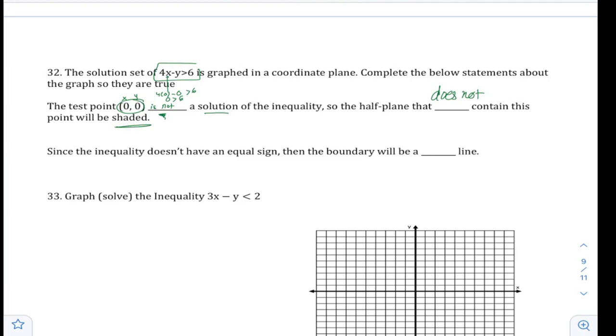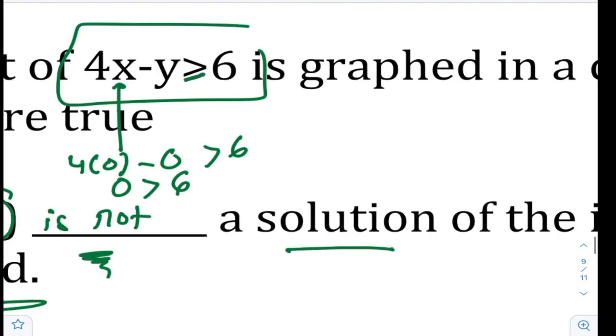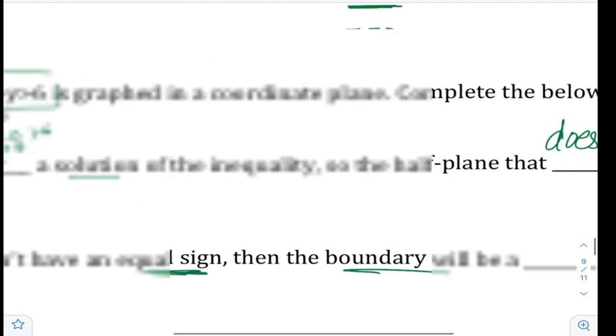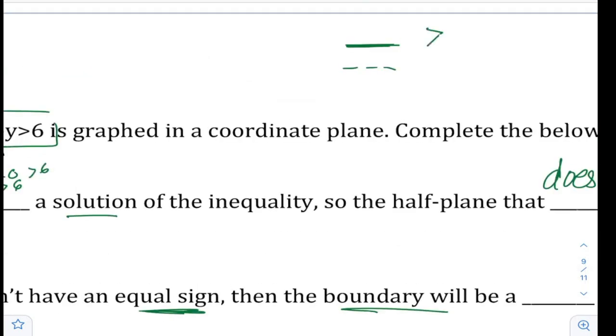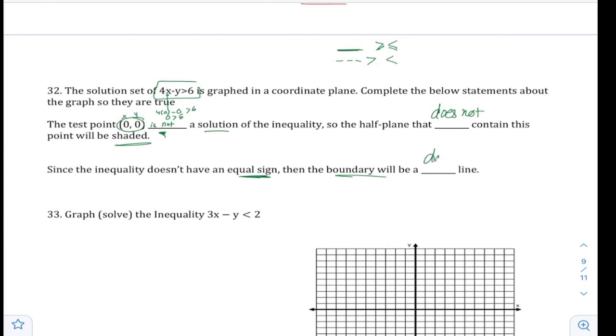Since the inequality does not have an equal sign, there's no equal sign here. So that means the boundary line itself will be dashed. We have two options, either a solid line or a dashed line. We said before it will be solid if it is greater than or equal, less than or equal. It will be dashed if greater than only, less than only. So that means it will be dashed line.